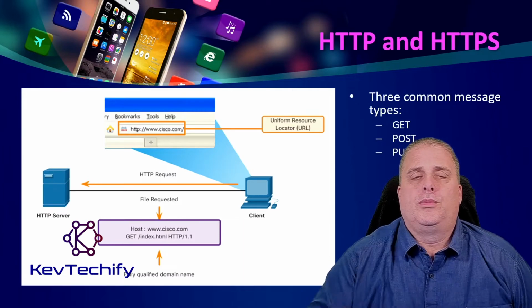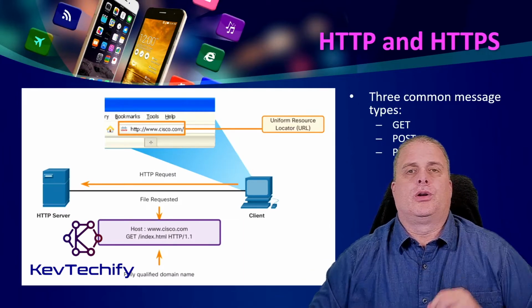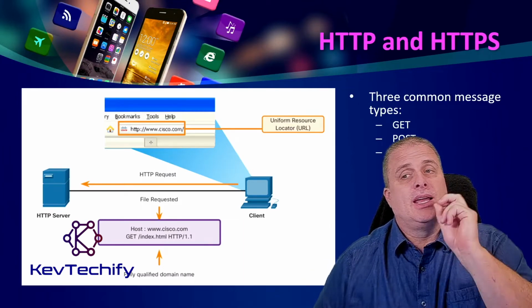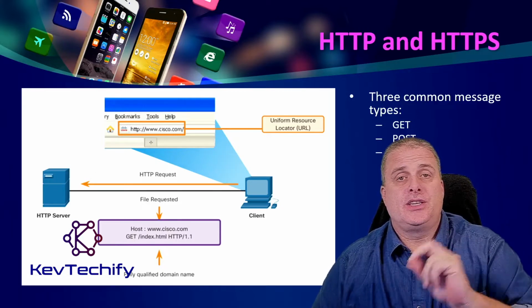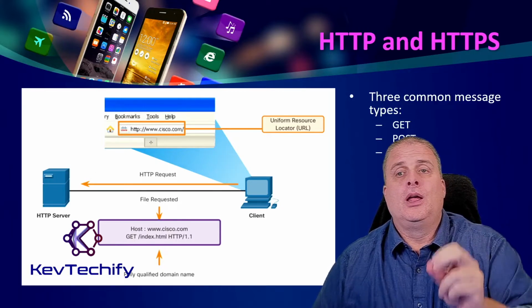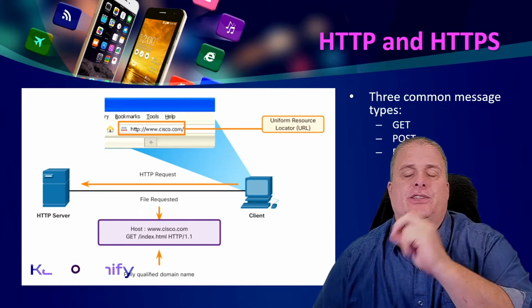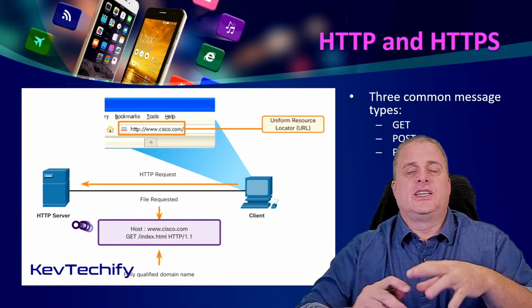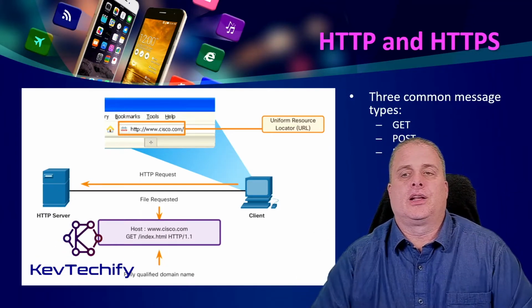When we look at web traffic, typically we have 2 different protocols we use. We use HTTP and HTTPS. HTTP stands for Hypertext Transfer Protocol, but then the S at the end stands for secure. And what the secure does is it encrypts the data between the server and the client.